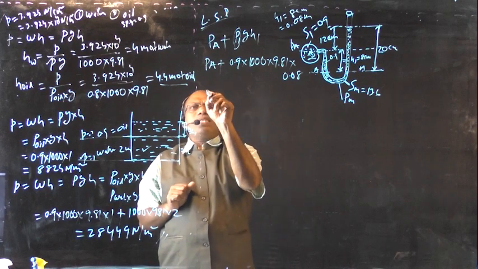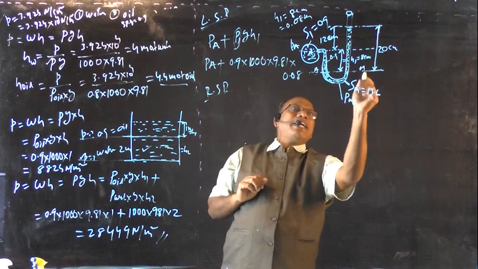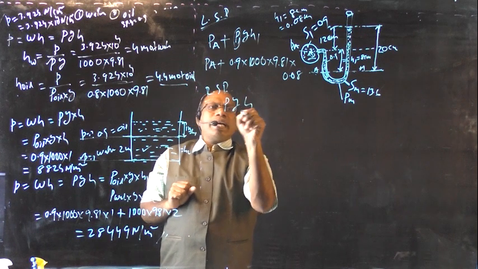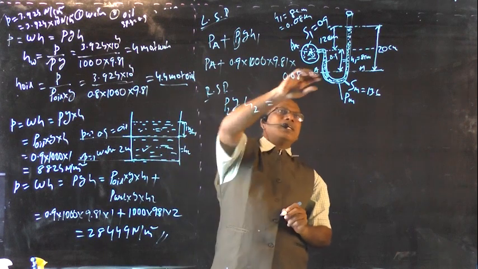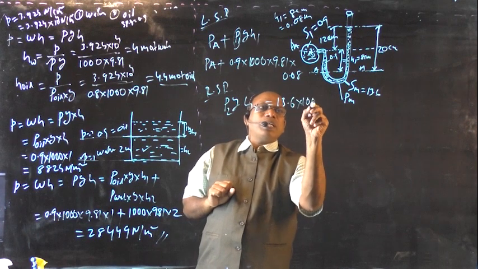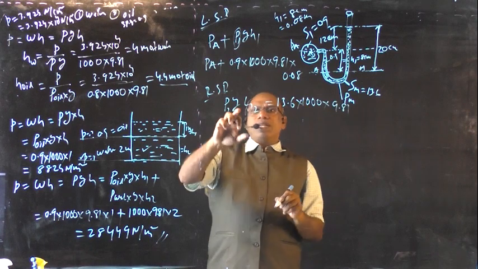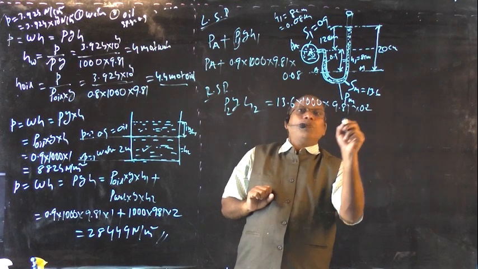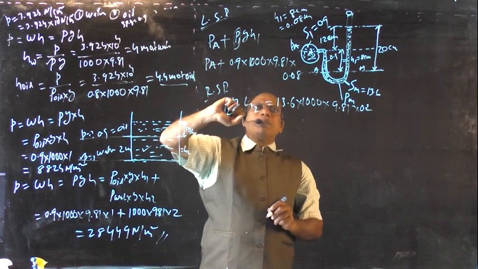And right side pressures, only one column in the right side above the datum line AA, that is equal to rho 2 G H2. Rho 2 is nothing but the density of the mercury, that means specific gravity of the mercury into density of the standard liquid, into G value 9.81 into H2, that is equal to 20 centimeters, so that is equal to 0.2 meters. These are the right side pressures, these are the left side pressures.